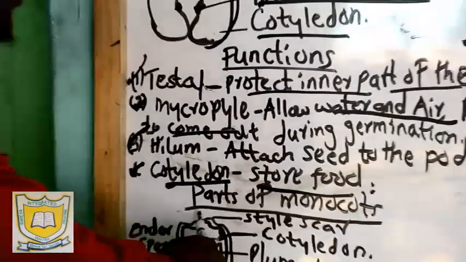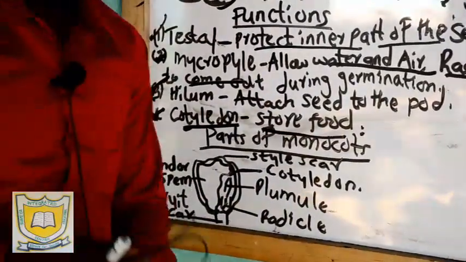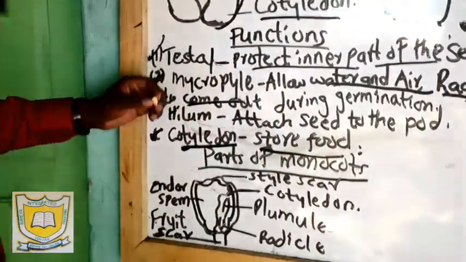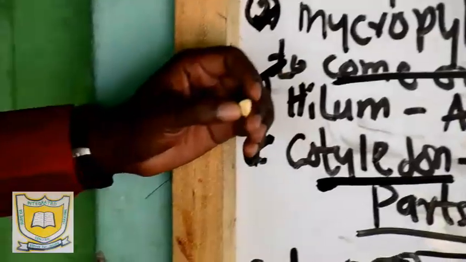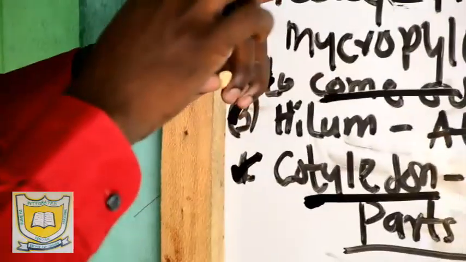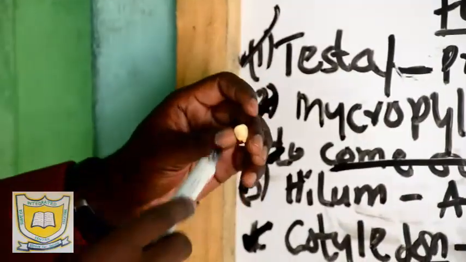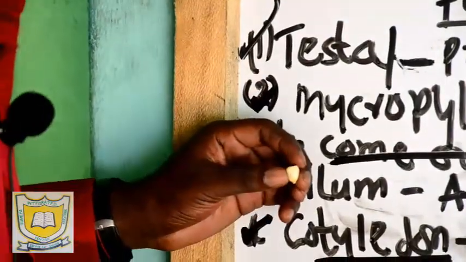We move very fast to the parts of the monocots. Now an example of a monocot seed is the maize seed. Now this is the maize seed. This maize seed has different parts. Number one, it has the part up here, which is called the style scar. Then it has the second part here, which is called the cotyledon.